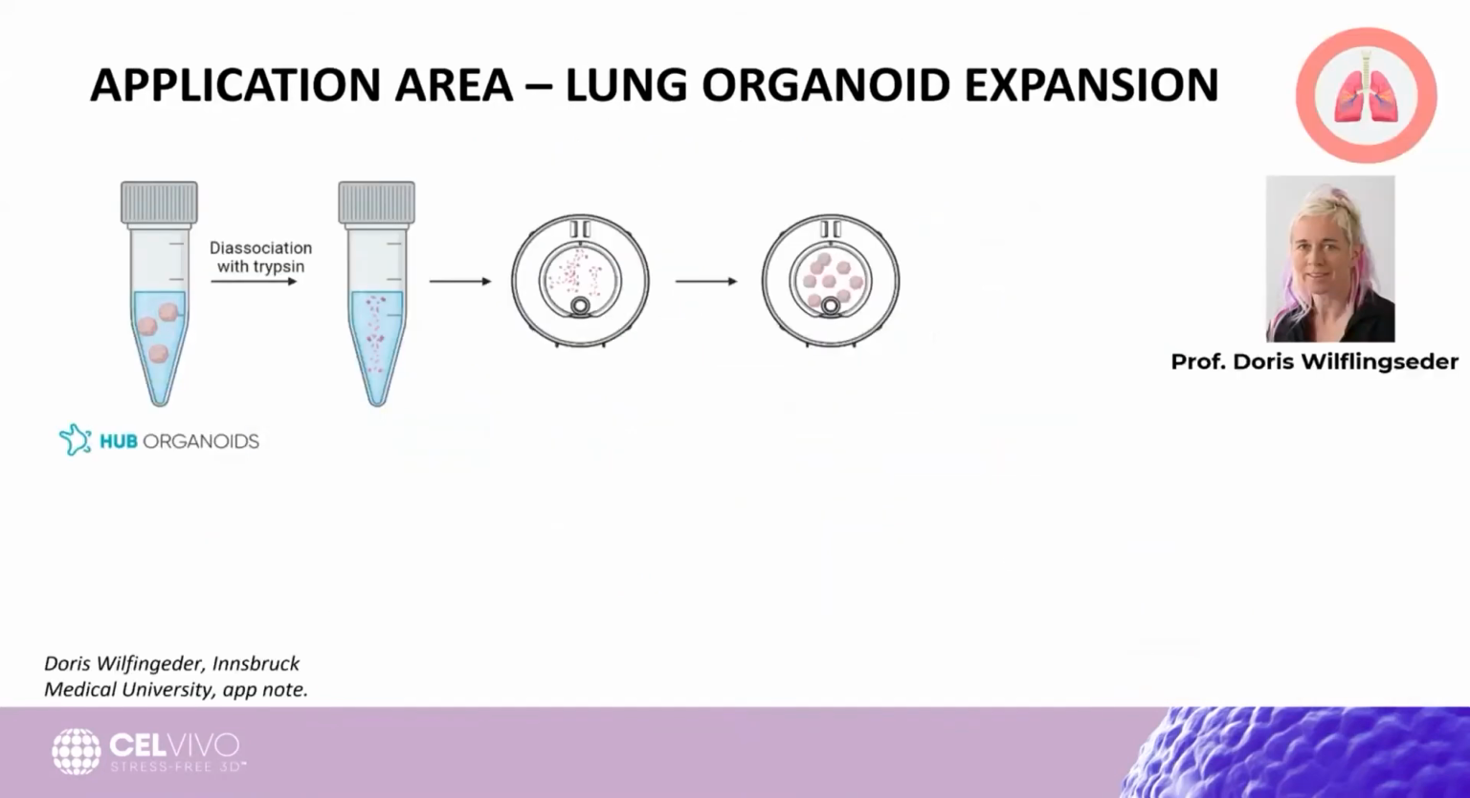Another application here is lung organoid expansion. And this was a recent application note that we just published together with Professor Wilfingseder from Innsbruck University. And they have used these commercially available organoids from HUB Organoids. And for their downstream application, it was very important that they didn't have any gel traces left of these organoids. So they needed to dissociate them and get rid of the gel traces. And after dissociation, they would cultivate them in CLINOSTAR and try to expand them, which they did successfully.